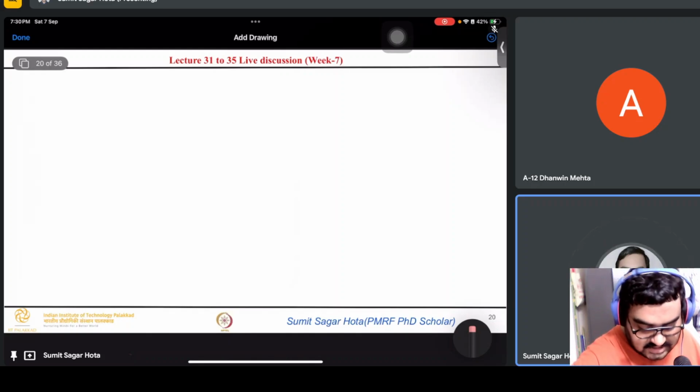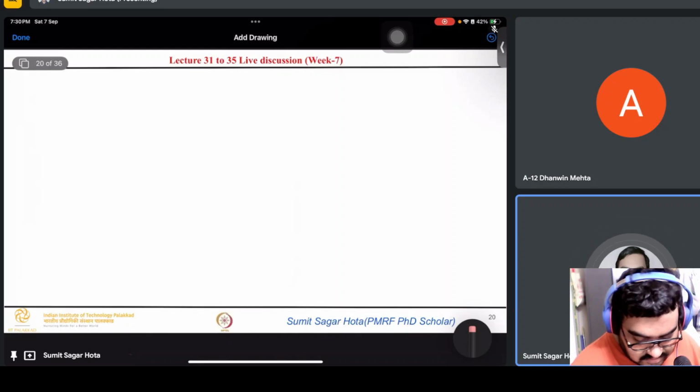So for solving this question, first of all you have to draw the cycle. There is a T-S diagram.